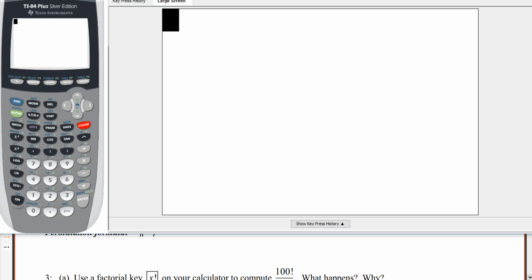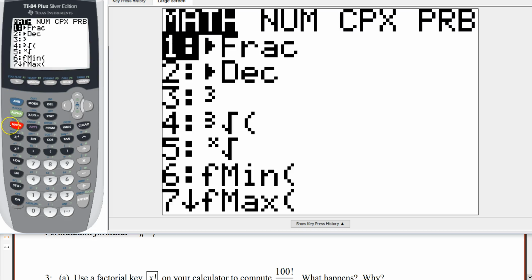So a factorial will be, if you go inside math, which is over here on the left-hand side, you'll have different menus up here. So you have a math menu, number, complex, and then probability.